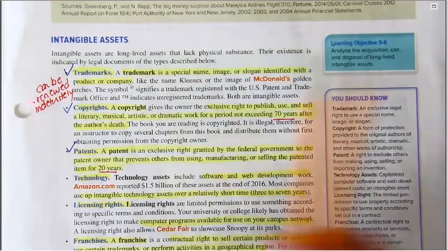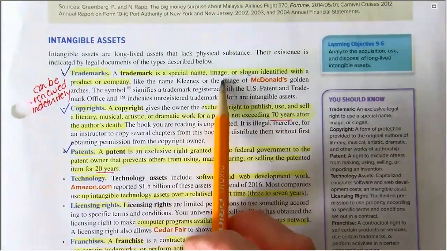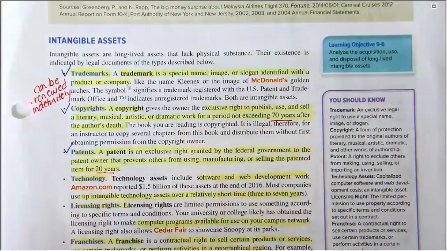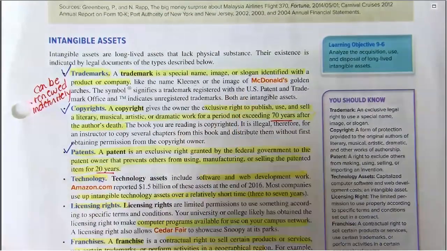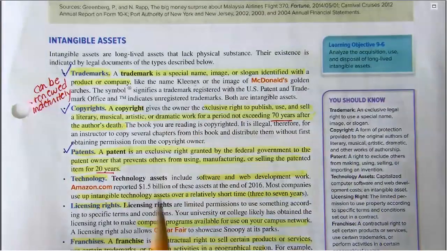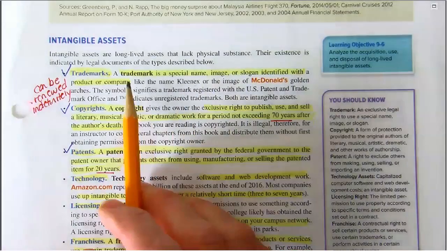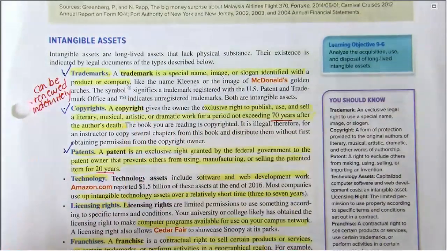So trademarks. Trademarks are a special name, image, or slogan identified with a product or a company, like the name Kleenex. We call those tissues Kleenex, but really Kleenex is a product name, just like Jello, that's a product name. What it is generically is called gelatin, right? So that word Kleenex or Jello, those are trademarks, a particular name associated with it.